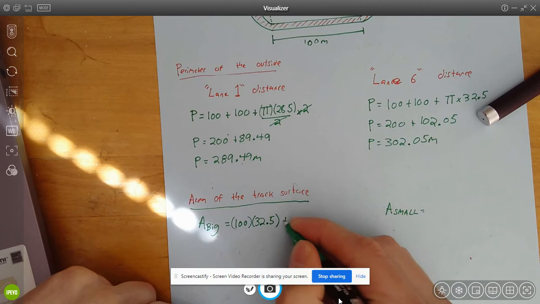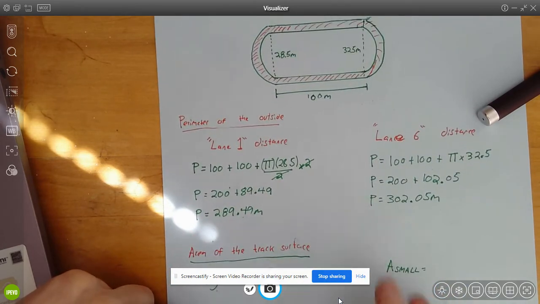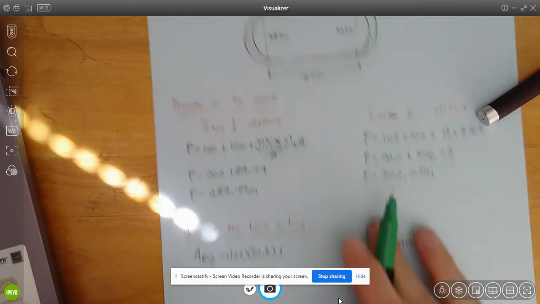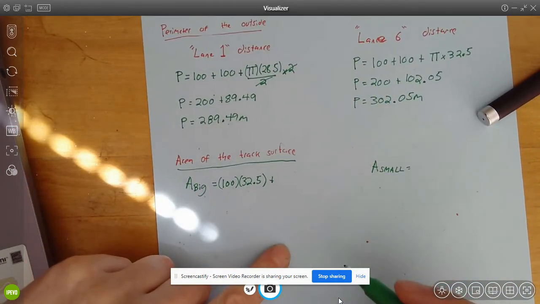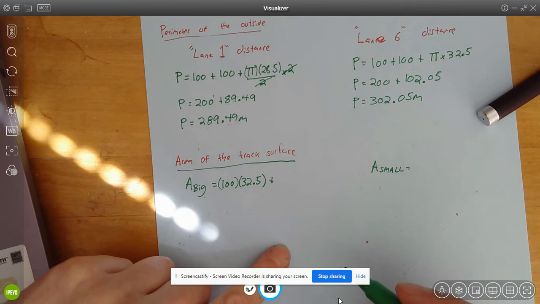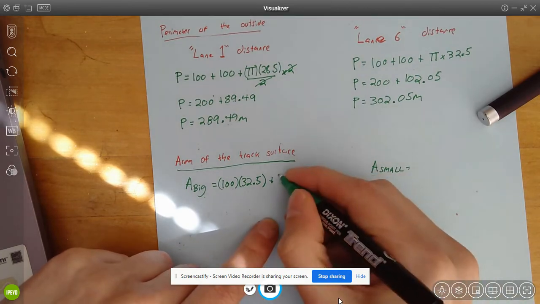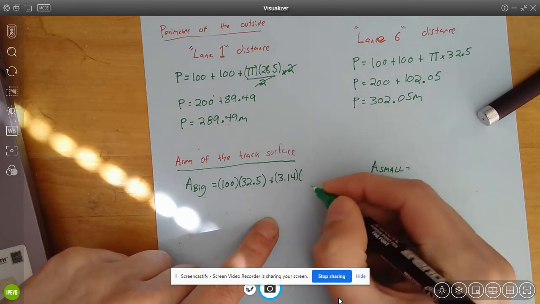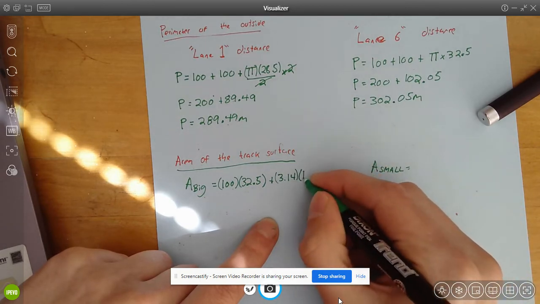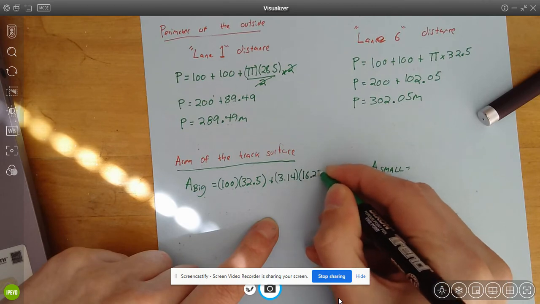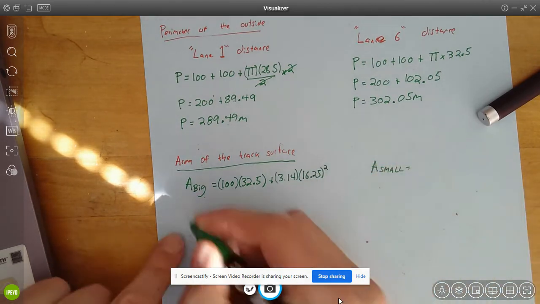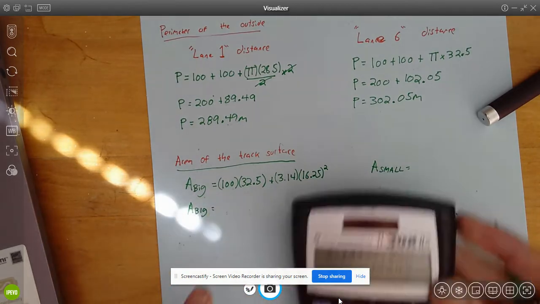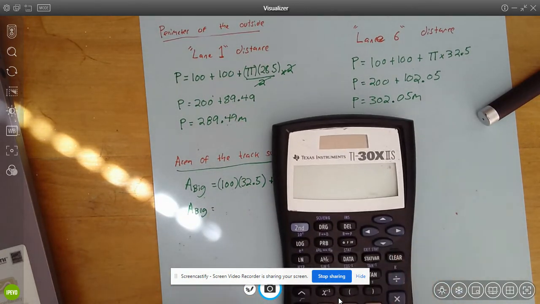And I'm also going to have the area of those two semicircles, but because they're two semicircles put together, that's just the area of one circle. And we know the area of a circle is pi r squared. So I'm going to do 3.14, and the radius of the big circle, well, radius is half of diameter, so half of 32.5 is 16.25 squared. And what I'm actually going to show you is that once I've got it all in one step, I can punch that all into my calculator at once to save me a little bit of work.